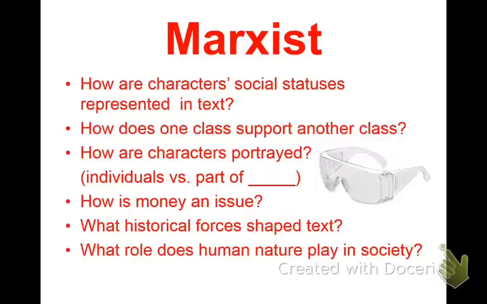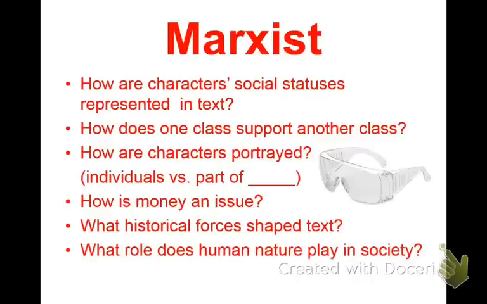The third critical perspective is the Marxist perspective. This has to do with the theories and ideas of Karl Marx. Put simply, he believed that the struggle between the different social classes has been a major shaping force in history. And he also believed that there should eventually be a classless society, so that's a society with no social classes.